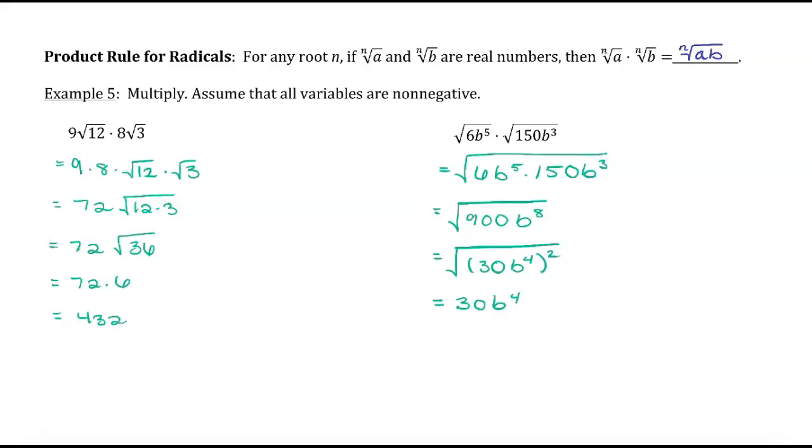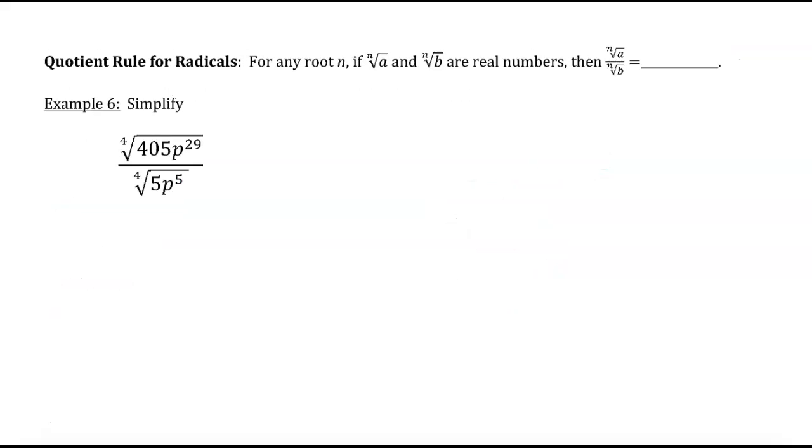Now let's look at the quotient rule. The quotient rule tells us that we can divide just as simply as we multiplied. The nth root of a divided by the nth root of b can be rewritten as the nth root of a divided by b. Let's take a look at example 6.